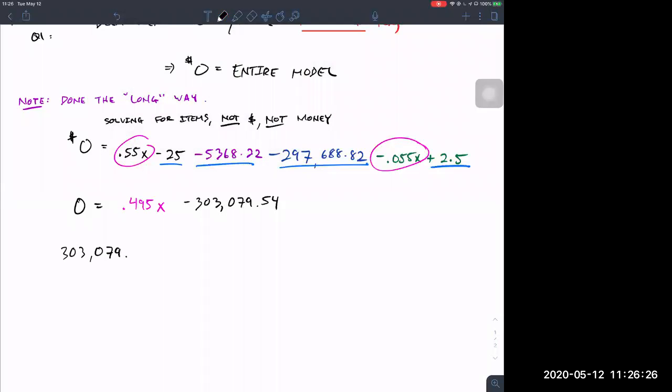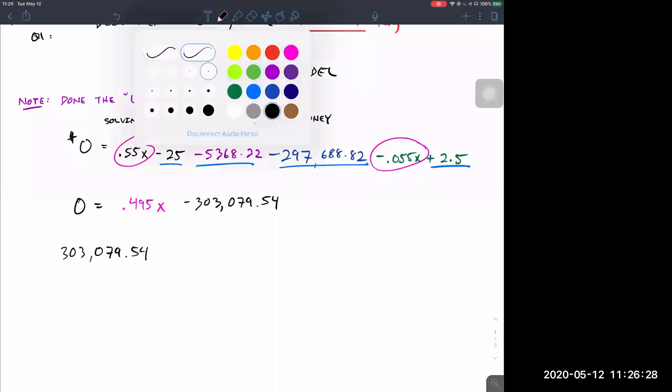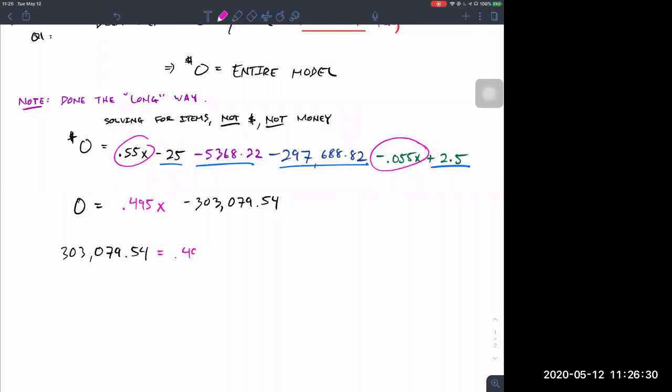So 7954 equals 0.495x. Divide both sides by 0.495. And then as long as I didn't make any mistakes, you should get the same answer. So this implies x is equal to 303,079.54 divided by 0.495. Yeah, this is right.